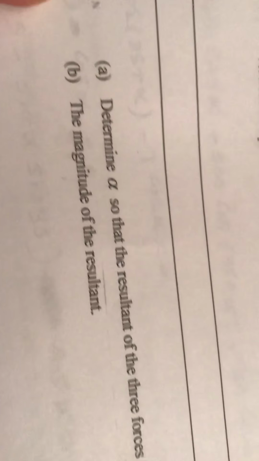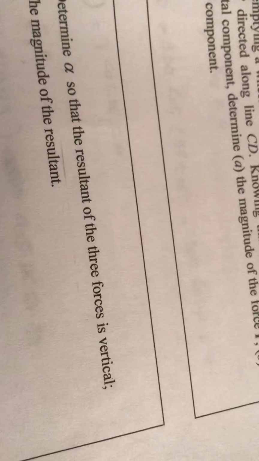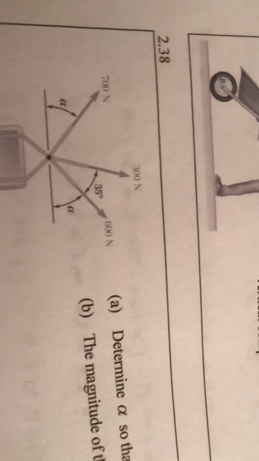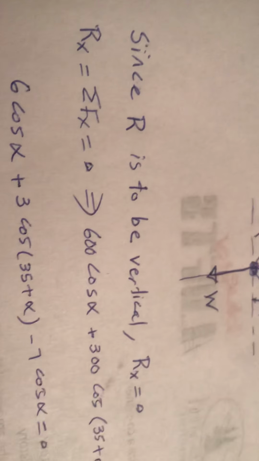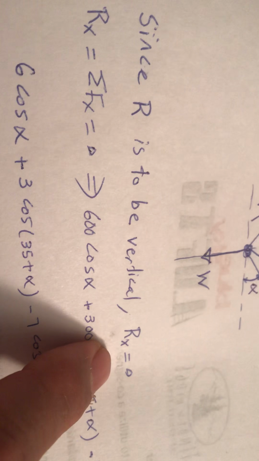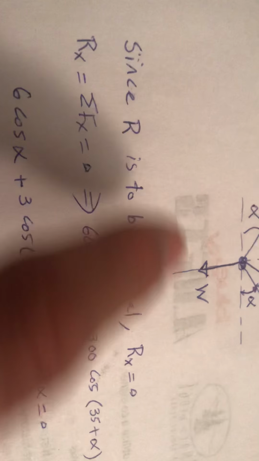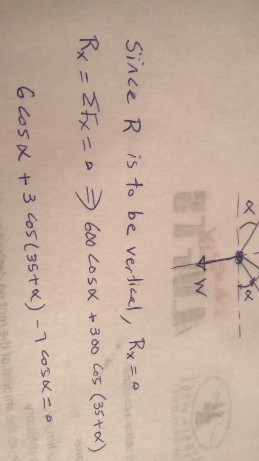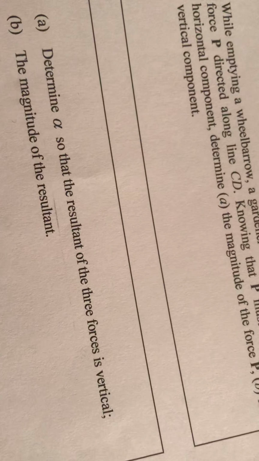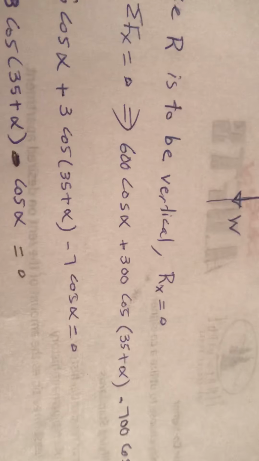Determine alpha so that the resultant of the three forces is vertical. This is by definition, it's like that. If someone said that the resultant is vertical, it means that Rx is equal to 0. If the resultant was horizontal, Ry is equal to 0. So since the resultant of the three forces is vertical, Rx is equal to 0.